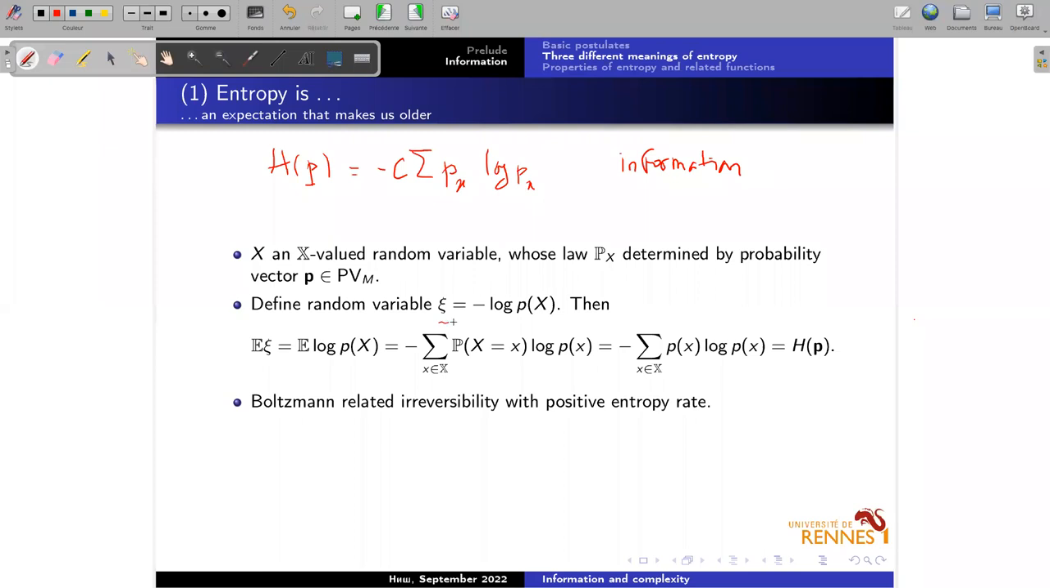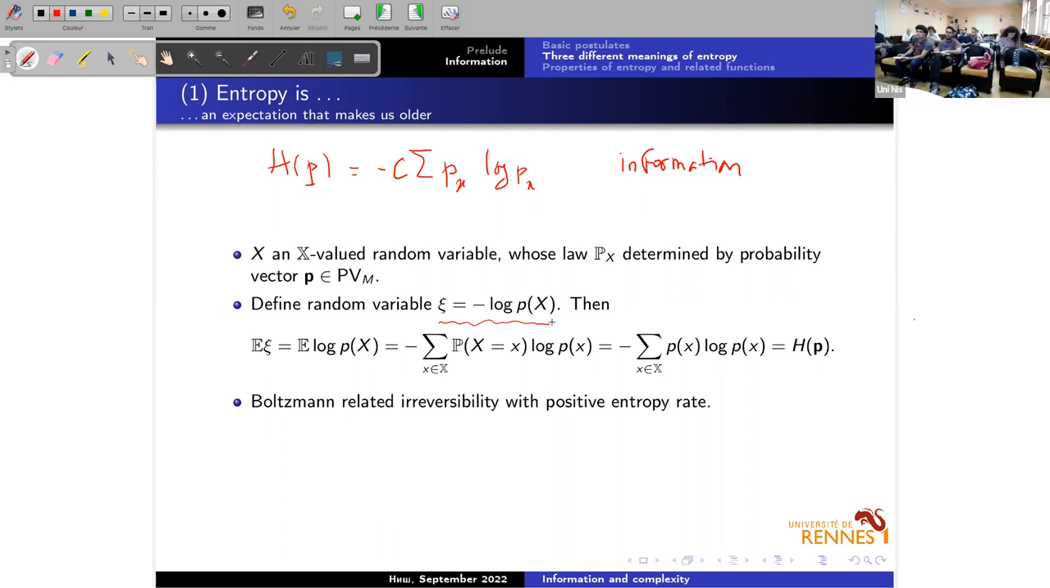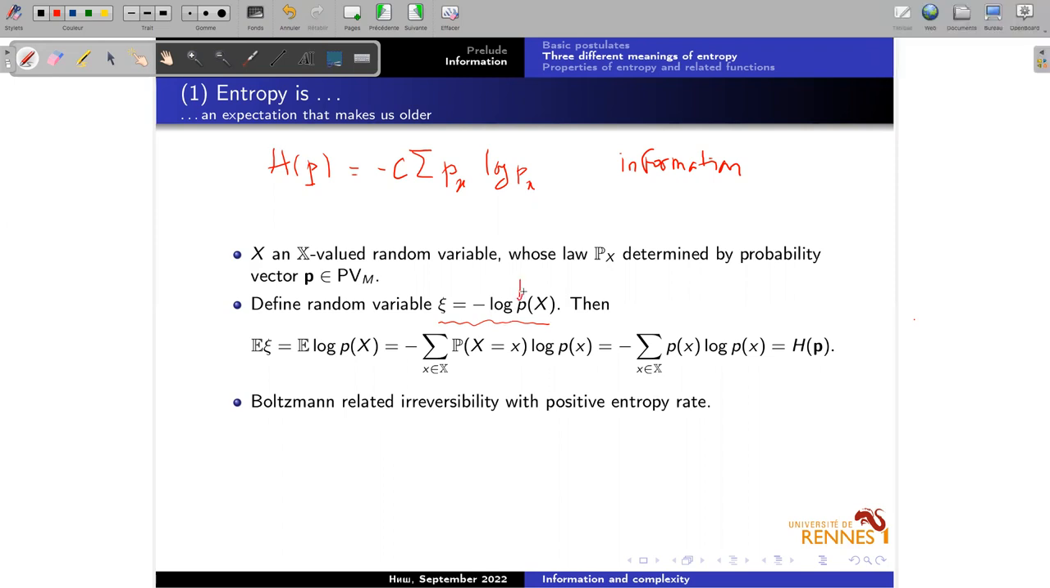Do you understand what I mean by that? Yes, it's a function of a random variable. The precise function here is the law of this random variable. So you have a random variable that is distributed according to the probability vector p of x. That means p one up to p m is the probability vector. And every time, depending on the value of the random variable, this takes a new value, minus logarithm of p.